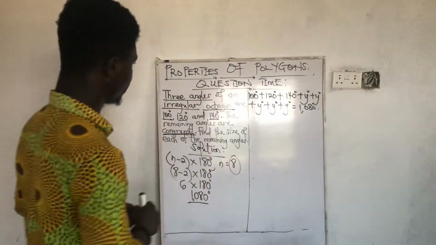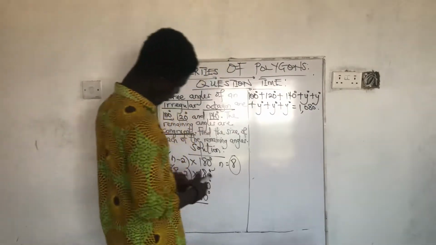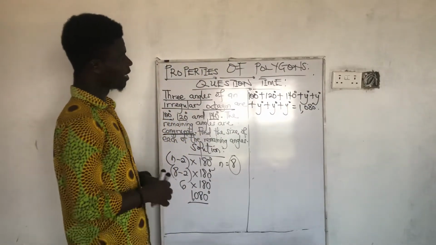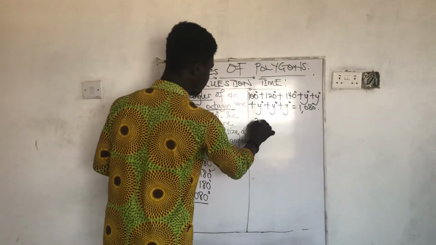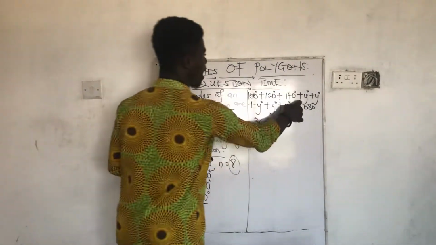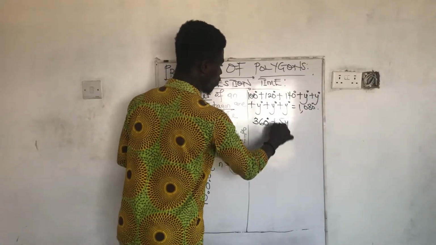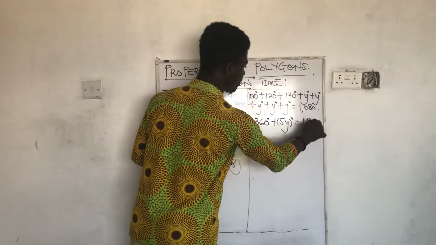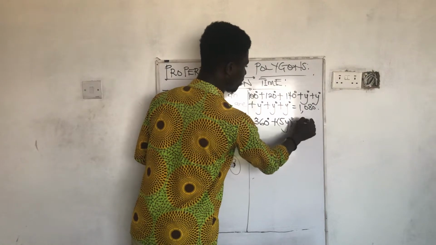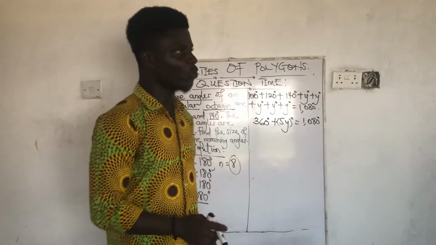Right. Okay. So let's add these figures here. 100 degrees plus 120 degrees, we have what? 220 degrees. Then add it to 140 degrees. We have what? 360 degrees. So 360 degrees. Then y plus y plus y plus y plus y is what? 5y degrees. Then we equate it to what? 1080 degrees. Are we okay?